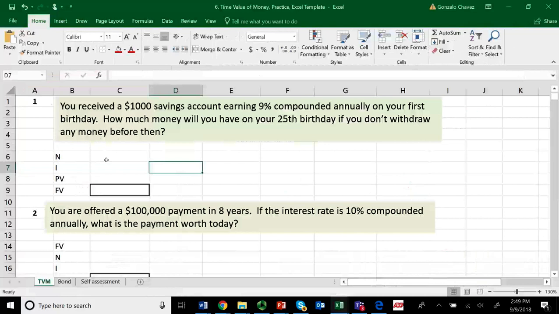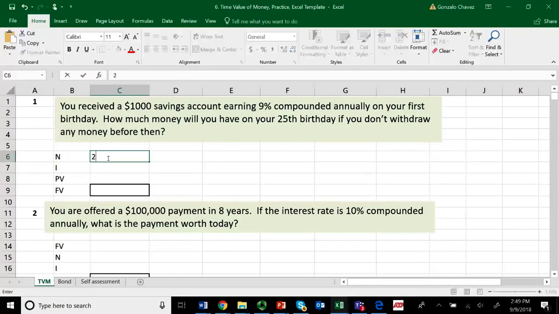Same problem in your Excel sheet, right? And you just have to make sure that you provide the inputs, right? So in this case n is 24. What is i? i is 9%, so just click on the 9%, right? Just use the keyboard, okay? The present value is $1,000.